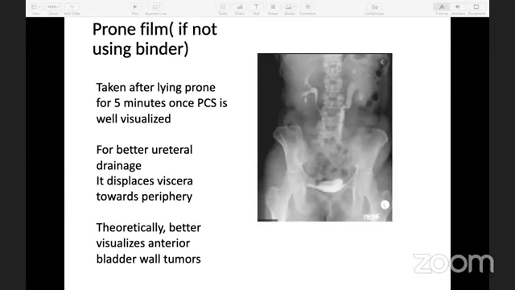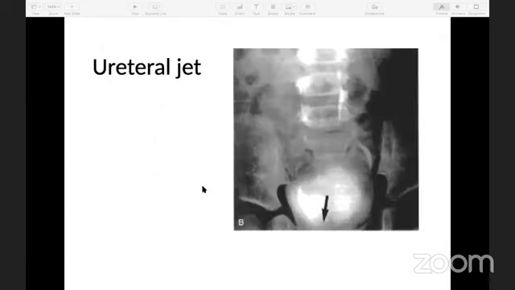Some radiologists, instead of a binder, use a prone film for better ureteral visualization and drainage because this position displaces viscera towards the periphery. This picture shows a ureteral jet from the right ureteric orifice.